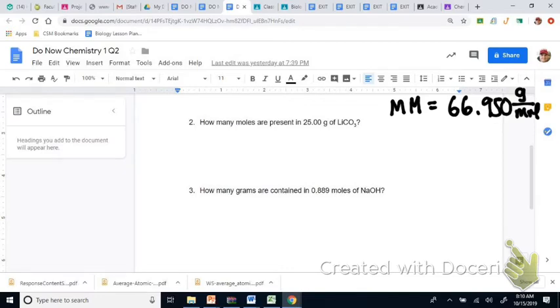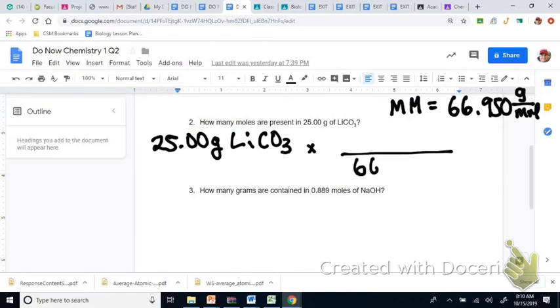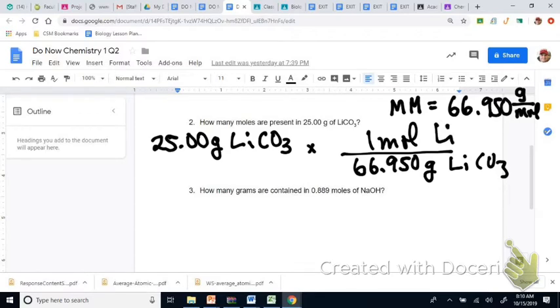We're going to start with what we know. We have 25.00 grams of lithium carbonate, and there are 66.950 grams of lithium carbonate in 1 mole of lithium carbonate. So grams of lithium carbonate cancel. And now all we need to do is simplify.